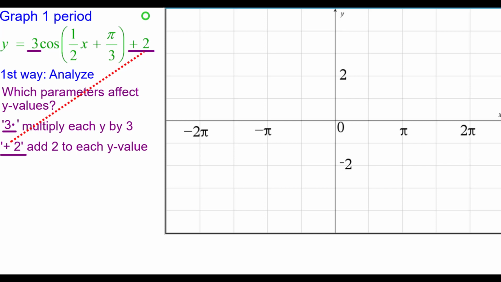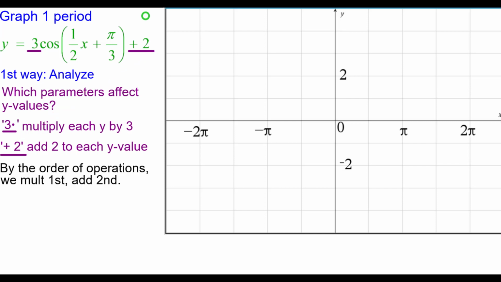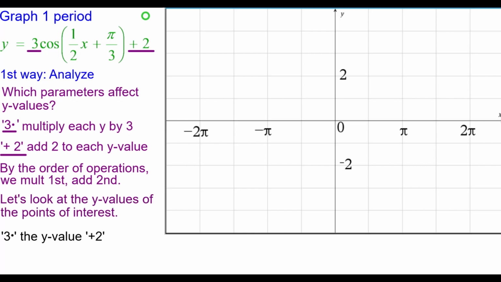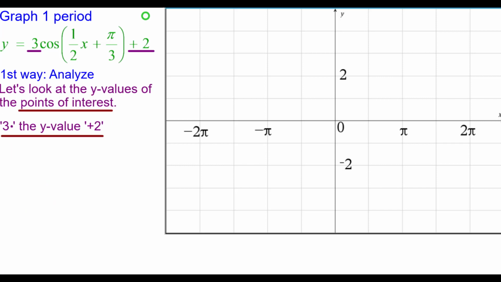Now which one do you do first? Well, by the order of operations, we multiply first, add second. So let's look at the y values of the points of interest: 3 times the y value plus 2. The maximum normally is at y equals 1. We have to multiply that by 3 and add 2. So the maximum is going to be at y equals 5.